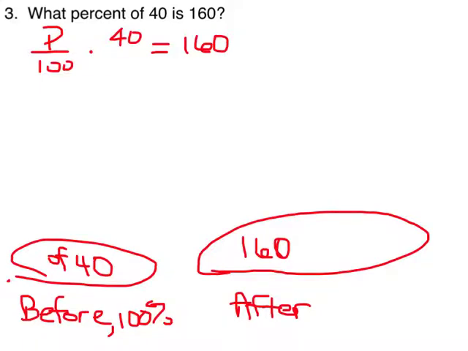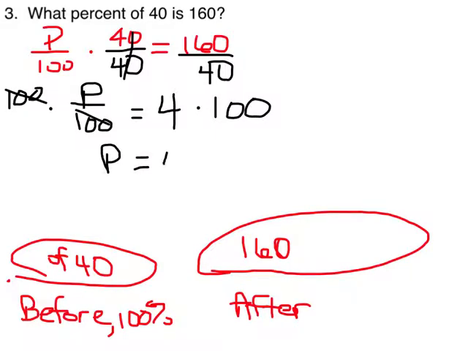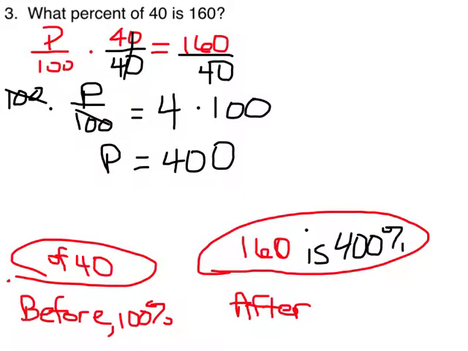Let me do it in a different color so it shows up. So we're going to divide by 40 on both sides, and we get rid of that. P over 100 equals 160 divided by 40 is 4, and then we have to multiply by 100, and we see that P, the percent, is 400. So 160 is 400%. So it's bigger than 100%, so we do not divide the diagram into 2.